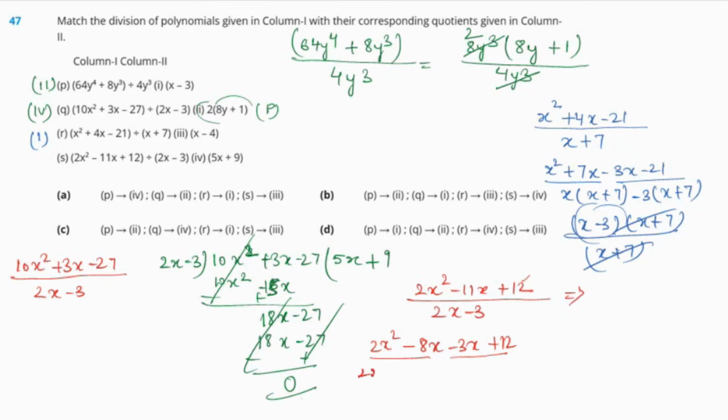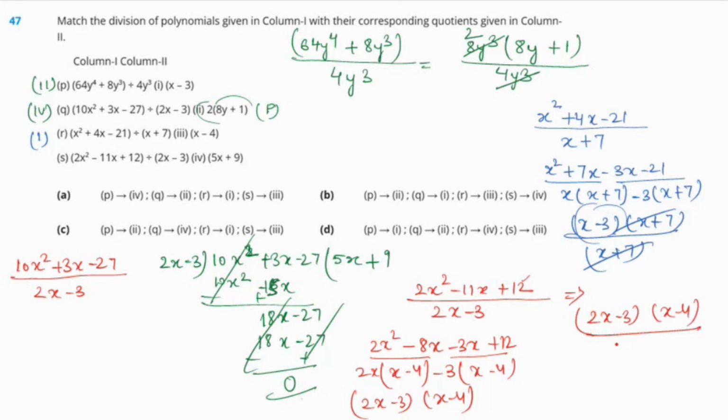and 2x we can take common. So x minus 4 here, minus 3 we can take common, x minus 4 here. We will be getting 2x minus 3 and x minus 4. Now this 2x minus 3 and x minus 4, we need to divide with 2x minus 3. So 2x minus 3 and 2x minus 3 get cancelled out. We will be getting x minus 4, which is option 3.